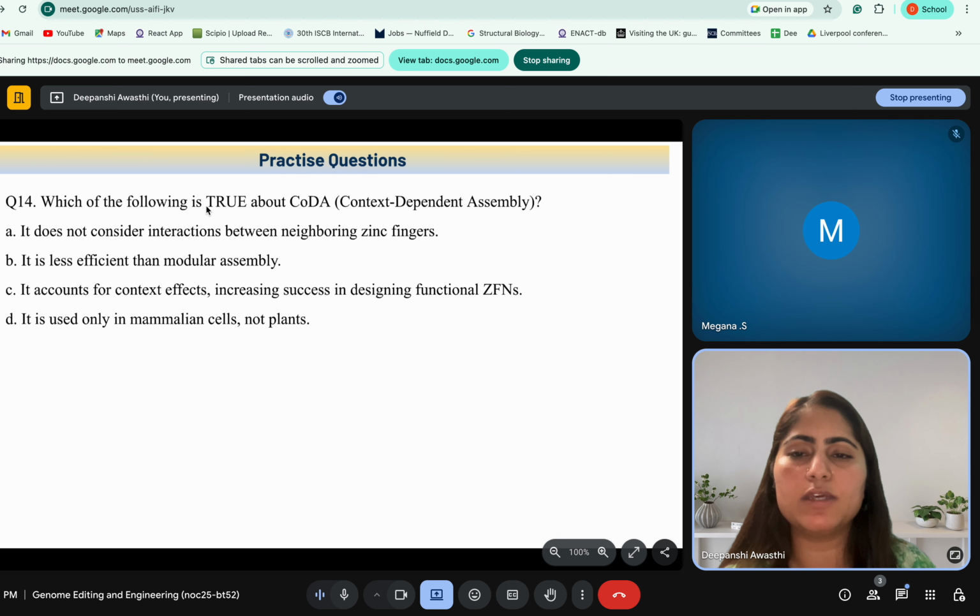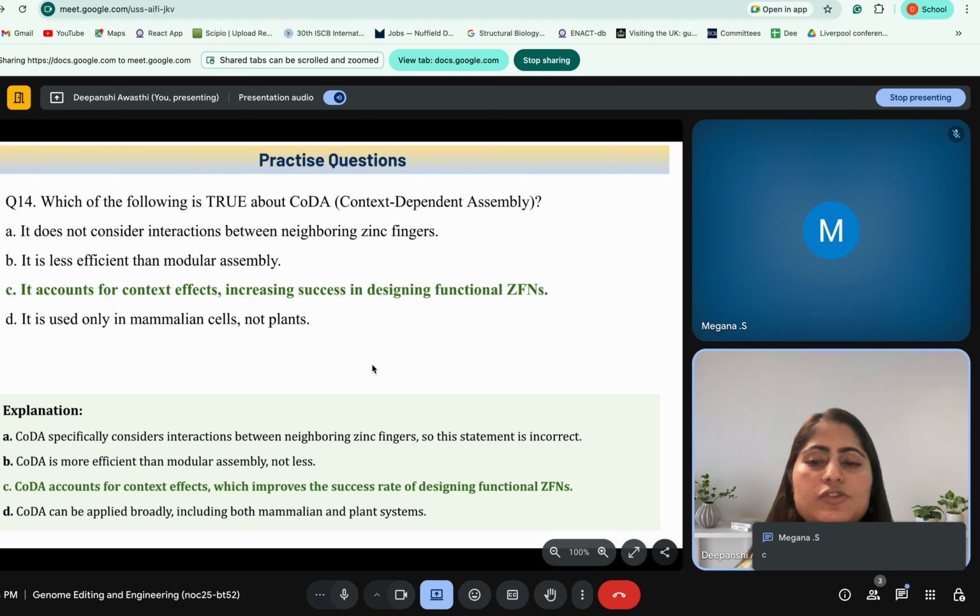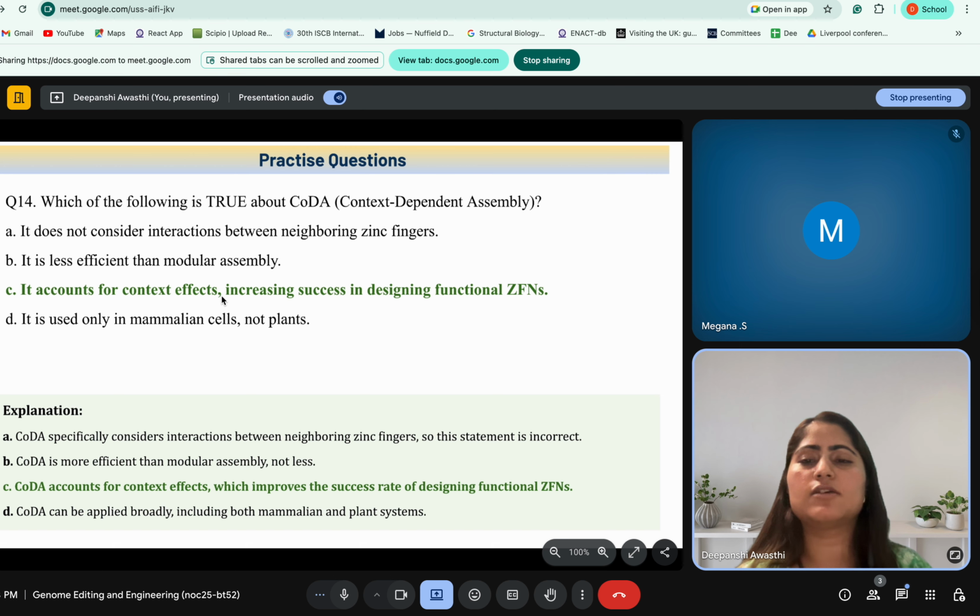Next question is, which of the following is true about the context-dependent assembly for zinc finger nucleases? Option A is it does not consider interactions between the neighboring zinc fingers. Option B, it is less efficient than modular assembly. Option C, it accounts for context effects, increasing the success in designing functional zinc finger nucleases. And option D is it is used only in mammalian cells and not plants. Yeah, so this is also straightforward. Answer is option C because, as the name suggests, context-dependent assembly accounts for the context effects. So that side is better than modular assembly.